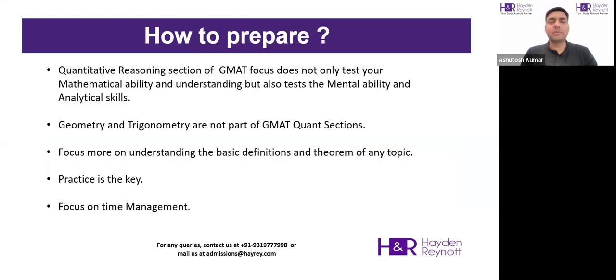Now the thing is how we have to prepare for this. So firstly, what exactly is the quant section trying to test? They are obviously testing the mathematical ability, how good you are with the basic maths that you have learned in your class 6 to 10th only. But along with that, they also test your mental ability. Like if you are getting a question, how exactly you are going to interpret that. So your mental ability, your analytical skills, all that they are going to test in the quant section also. Geometry and trigonometry are not part of the GMAT quant section, as I told earlier.